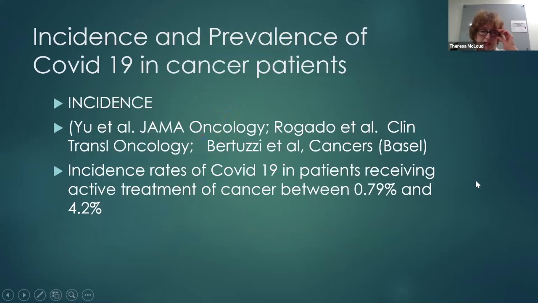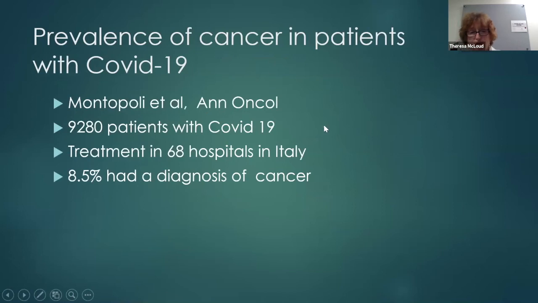Now, there are some studies addressing the incidence and others the prevalence of COVID-19 in cancer patients. And here are a number of studies, several that came from Italy and also from China and Europe during the height of the pandemic, so in the early to mid-spring. The incidence rates of COVID-19 in patients receiving active treatment for cancer, and these were asymptomatic patients, were between 0.79 and 4.2%. So fairly low, but again, asymptomatic patients.